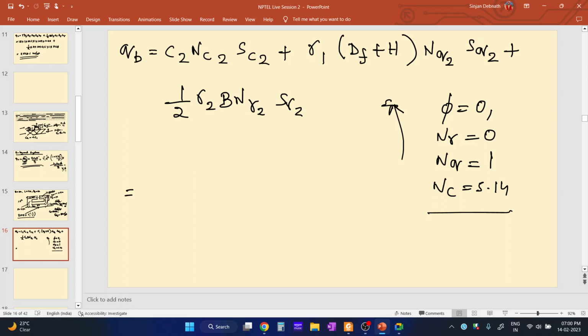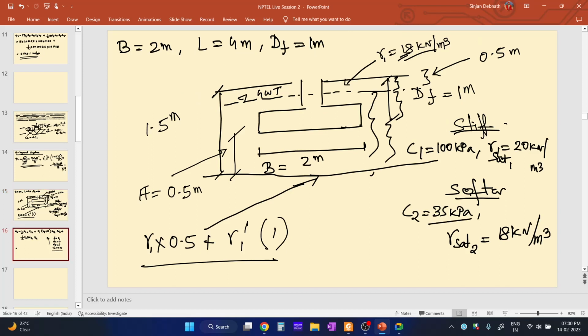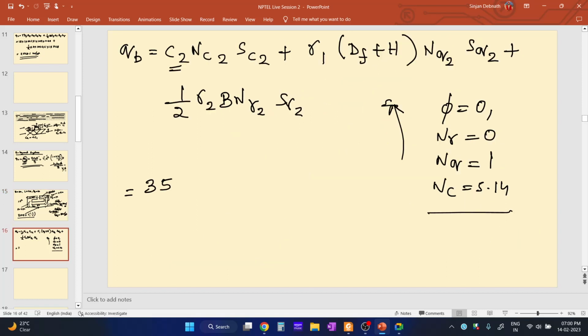Now let us put in all the other parameters. What is C2? C2 in this case is 35 kPa. So 35 multiplied by NC2. What is NC2? NC2 is 5.14 for clay. And the shape factor: this is a rectangular footing, so I need to include the shape factor. What is the shape factor? It is 1 plus 0.2 B by L.